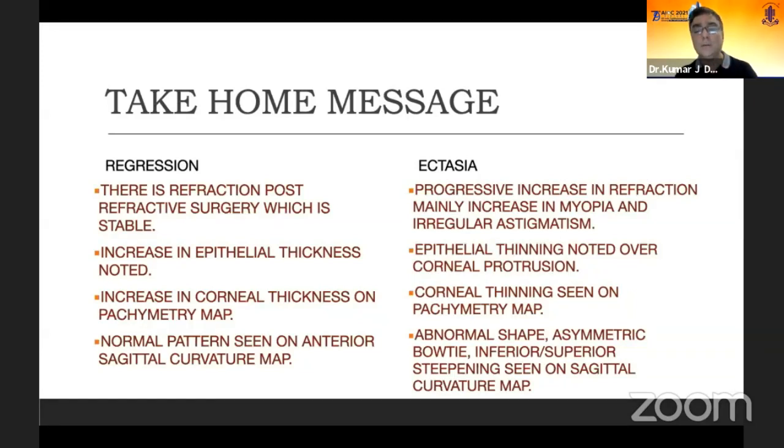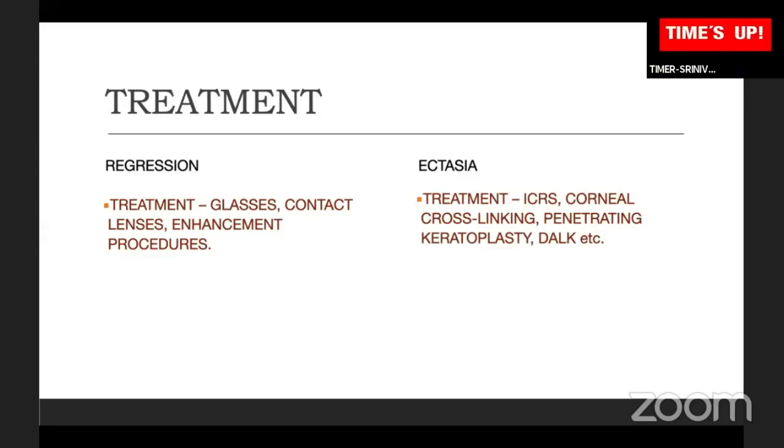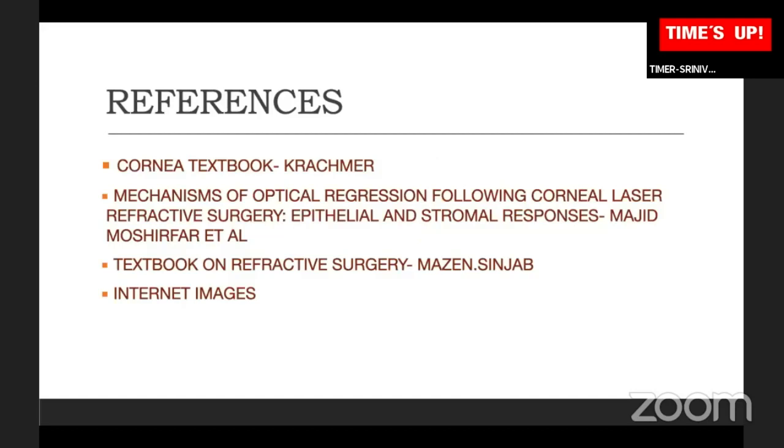In ectasia, there is a progressive increase of refraction, which may be cylindrical in different axes, irregular astigmatism, epithelial thinning noted at the tip of the cone, corneal thinning noted on pachymetry and the posterior float, and abnormal shape, asymmetry, bow tie, and inferior superior steepening. All of this can help differentiate ectasia from regression. Treatment, of course, is glasses, contact lenses, lasers, and enhancement procedures. In ectasia, it can be intracorneal rings, cross-linking, DALK or PK.